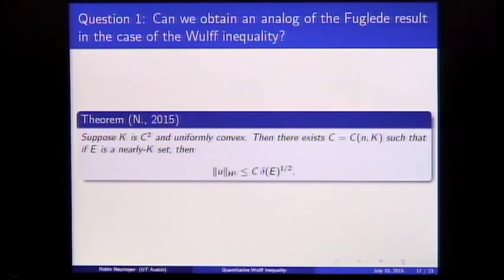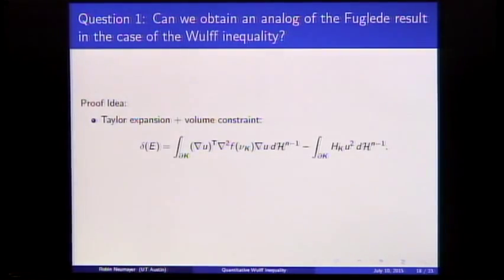So a word on the proof, we start in the same way as Fuglede did. We do a Taylor expansion of the deficit, and we get this. This is the same term that Fuglede got.